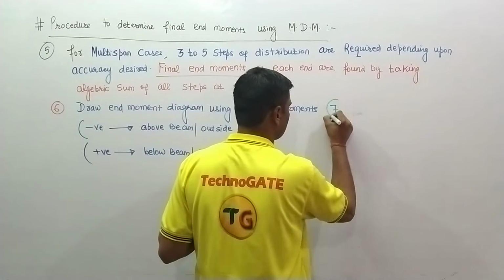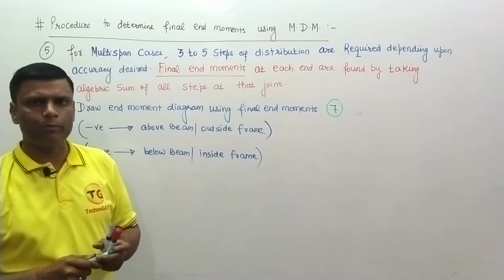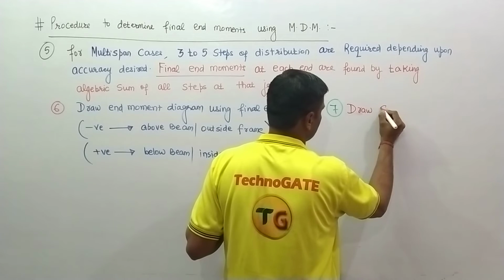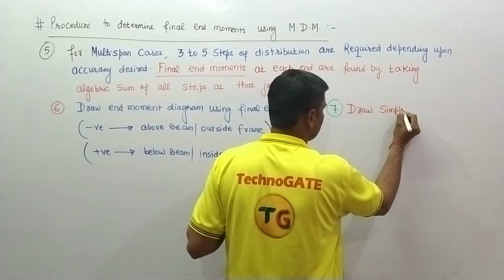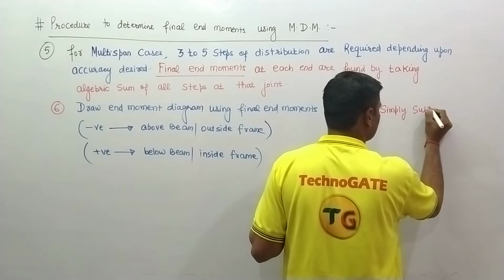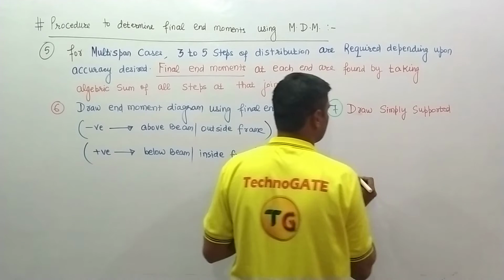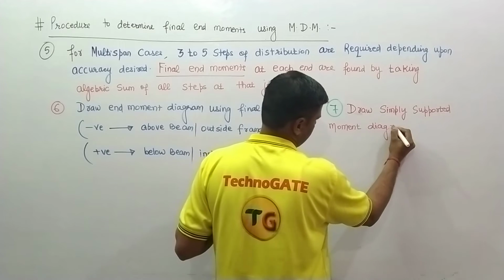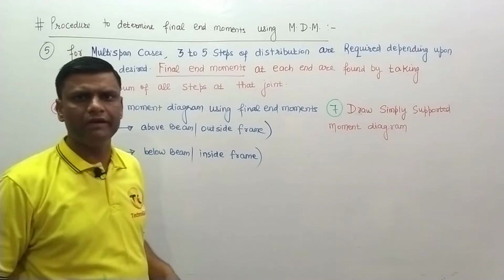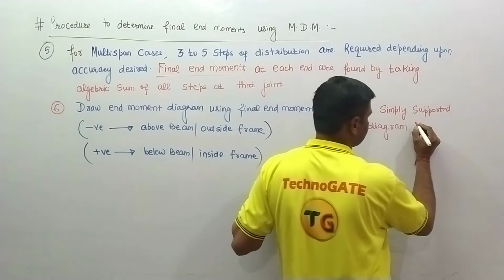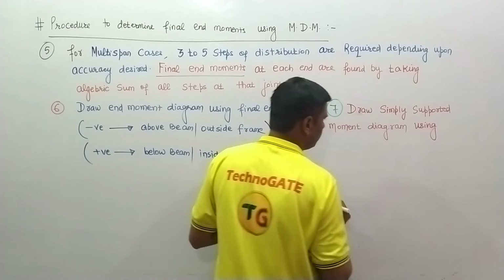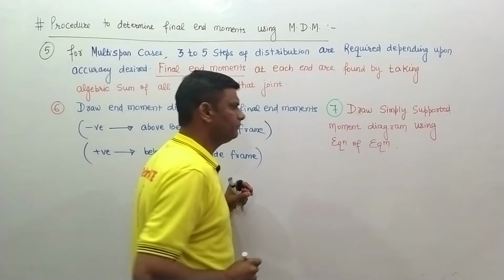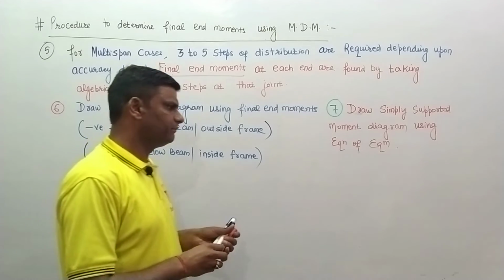Seventh step is to also draw the simply supported moment diagram using equations of equilibrium.